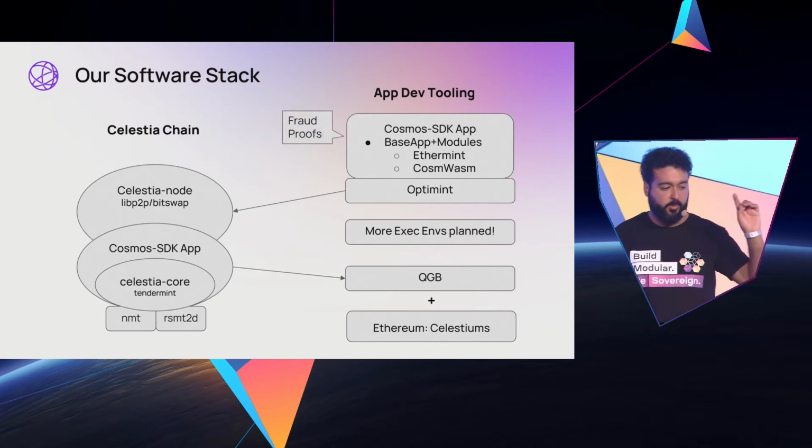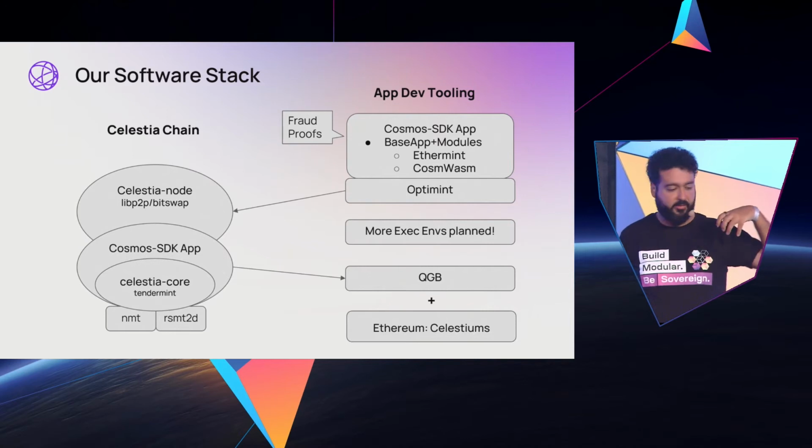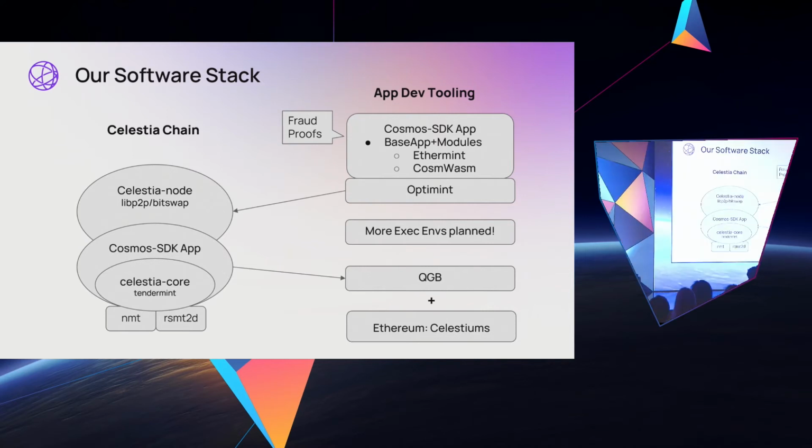Oh yeah, also worth mentioning, if it's an optimistic rollup that you're developing, you have to have fraud proofs to have trust-minimized bridges between those. So for that, we are also looking into developing general purpose state fraud proofs inside the Cosmos SDK.